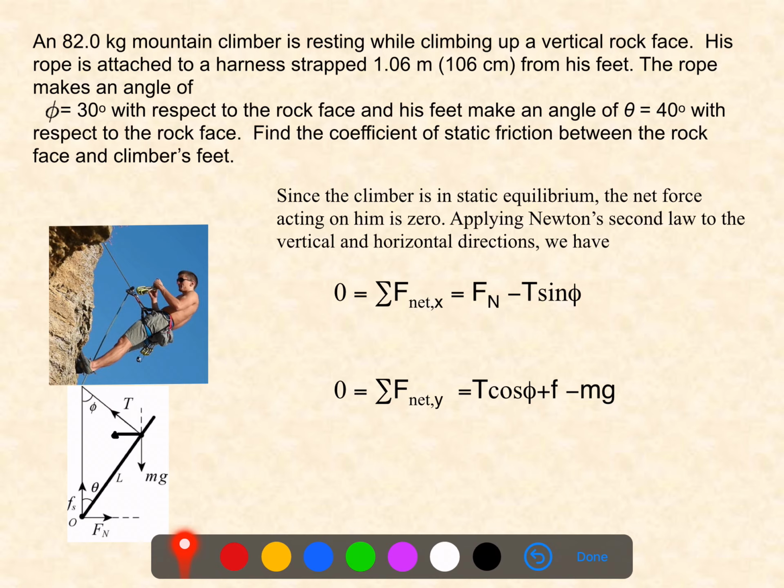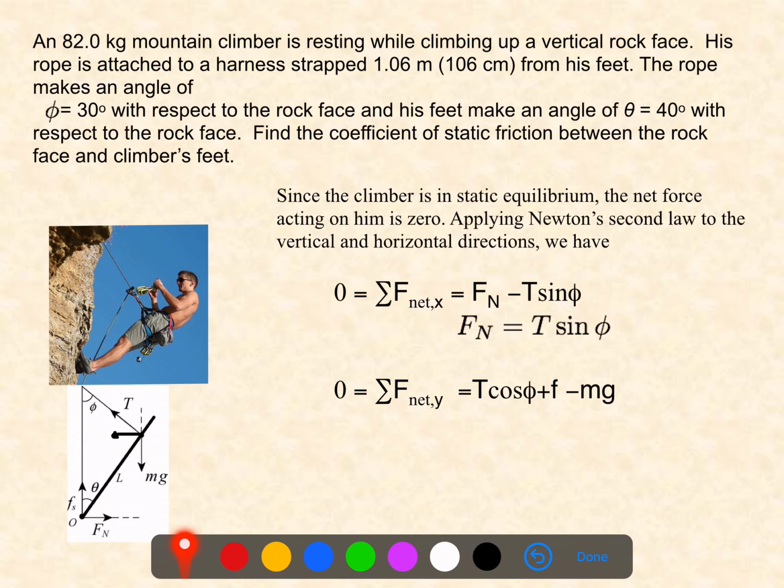In the y direction, I've got the y component of the tension force here, so that's going to be cosine of phi times T. And then I've got the static friction pushing up on the climber's feet, and I've got the weight force pointing down. The sum of each of these forces in each direction needs to be equal to 0 if this climber is to be in static equilibrium.